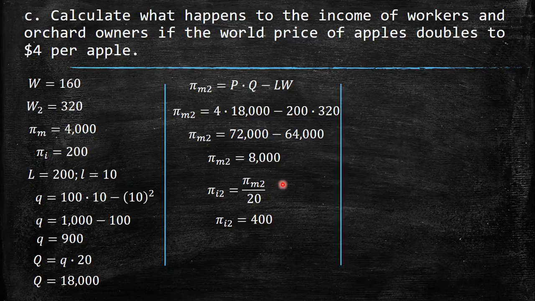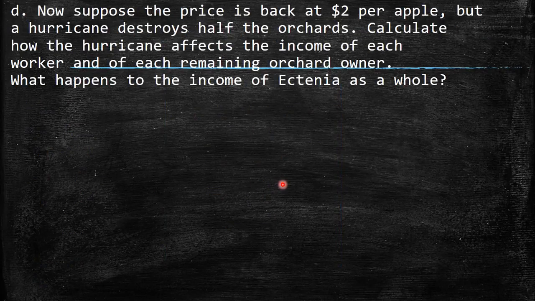Then the last part: now suppose the price is back at 2 per apple, but a hurricane destroys half of the orchards. Calculate how the hurricane affects the income of each worker and of each remaining orchard owner. What happens to the income of Ectenia as a whole? Then, without numbers, you can understand what's going on.